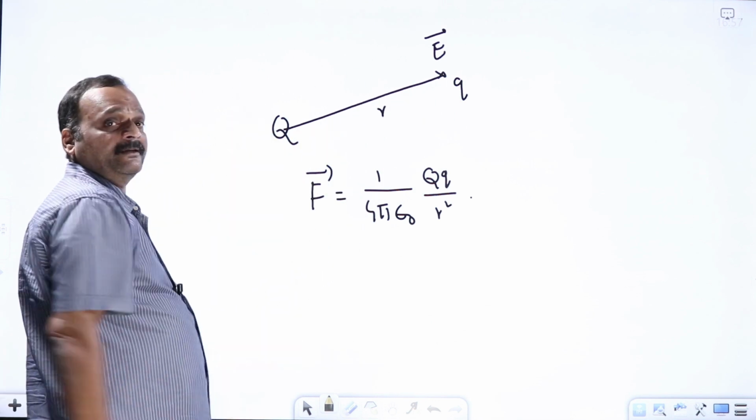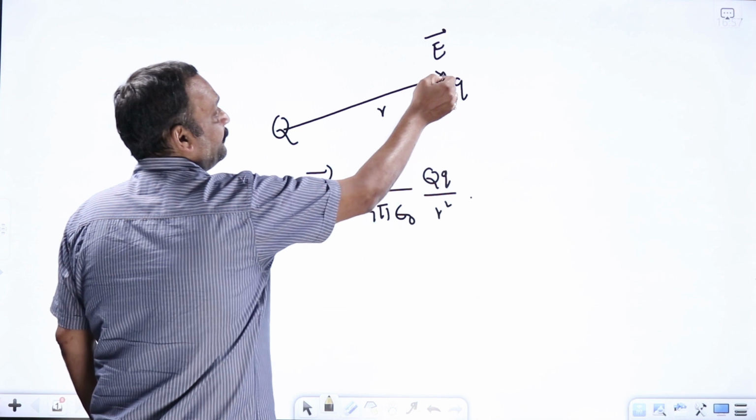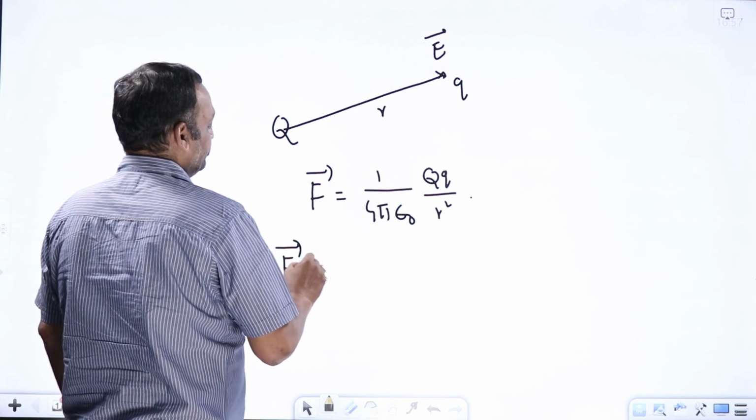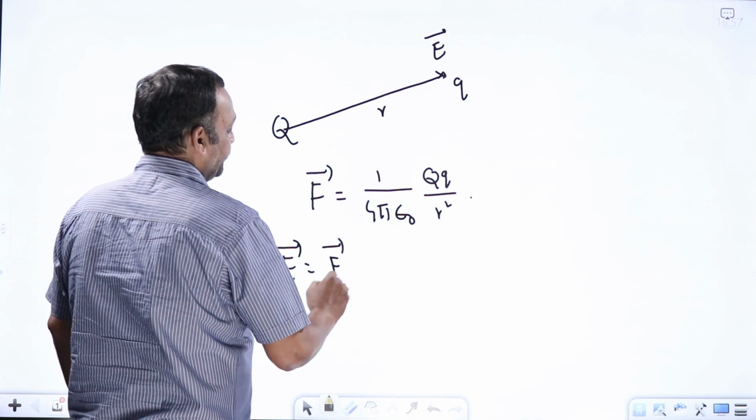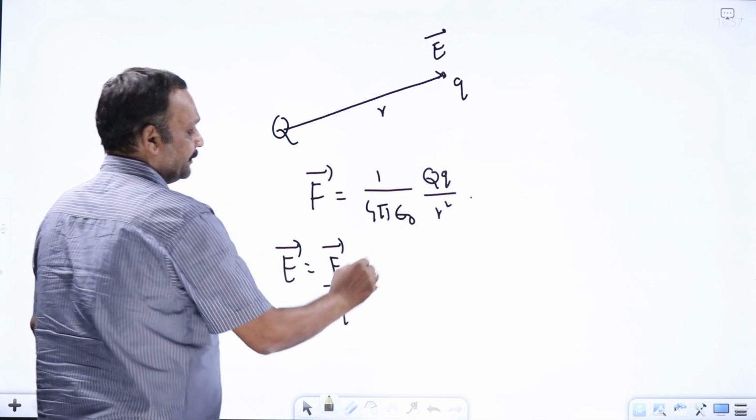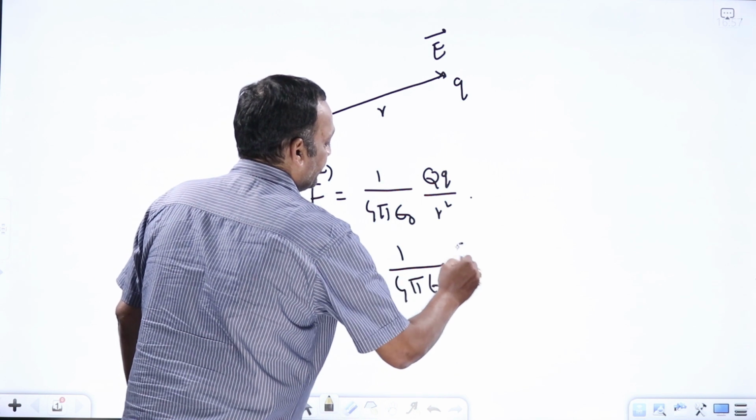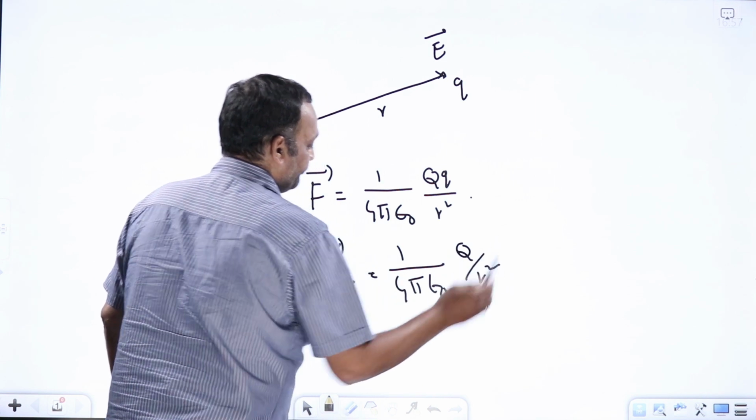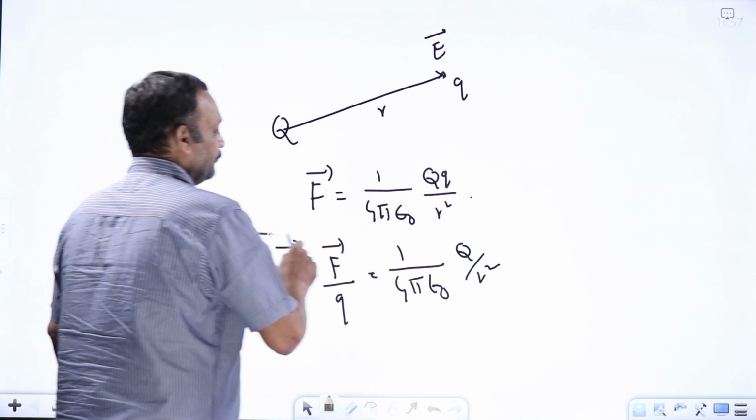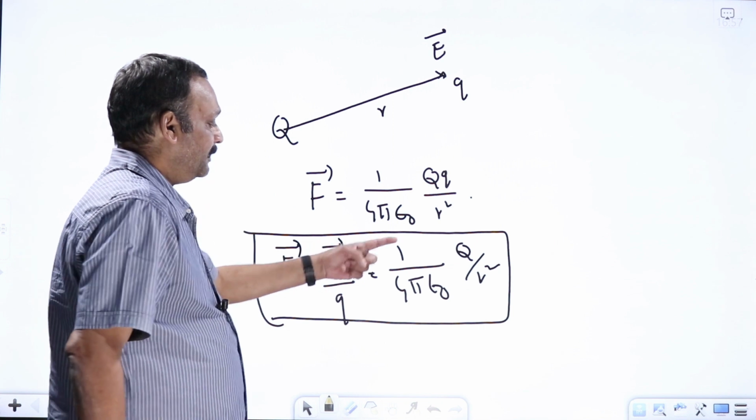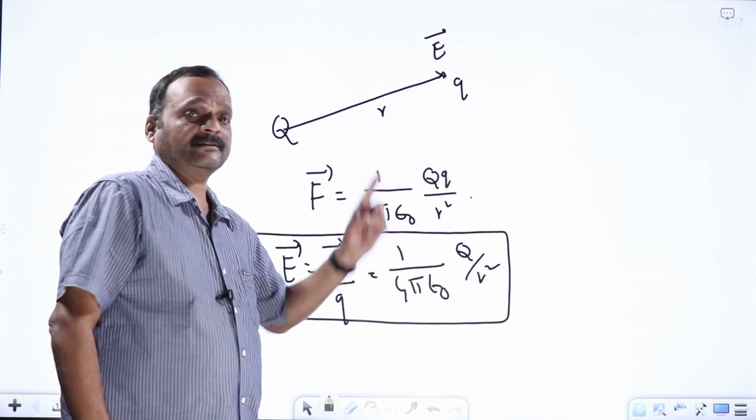because of this capital Q. Now, what is the electric field at this point? Electric field intensity E bar equals F bar by q. If you divide this with q, it will be 1 by 4 pi epsilon naught, capital Q by R square. That is the field due to a point charge capital Q: 1 by 4 pi epsilon naught Q by R square.